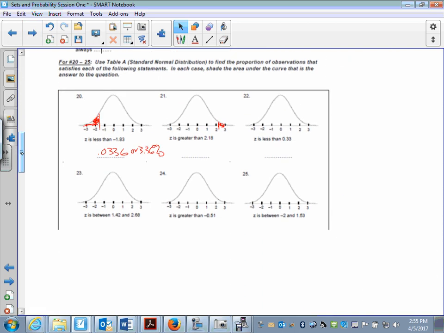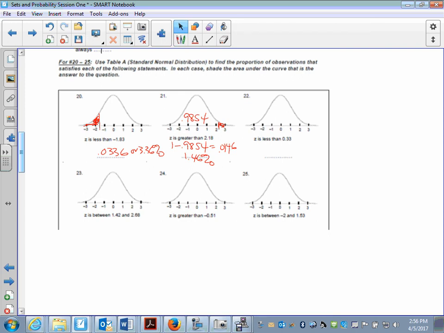But now, the 0.9854 is not the region that was shaded, it's the rest of the curve. So 1 minus 0.9854 would be the answer. And so what is that? There's a 6, there's a 4, there's a 1, and a 0. So I get 0.0146 or 1.46% on that one.